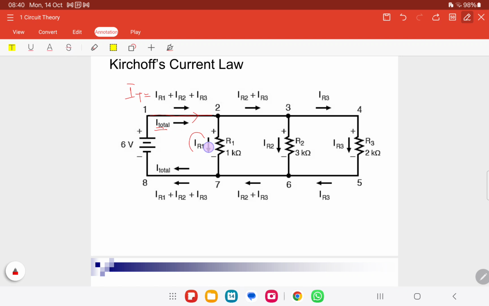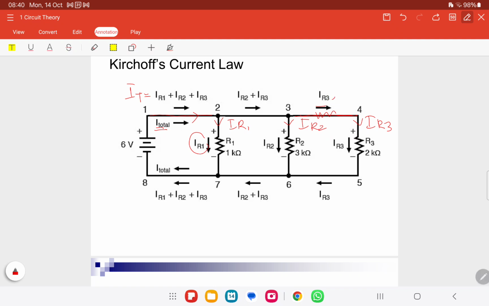we have kat sini I R1. Sini is I R2. Here is I R3. I R3 sini sama kan, dia tak ada apa-apa components kat situ. So it is, kalau ada resistor pun still the same because dia tak ada branch, dia tak pecah. Okay, let's say if here ada resistor, so still I R3 juga kan, sebab dia tak ada pecah dah, dia akan lalu laluan yang sama je.